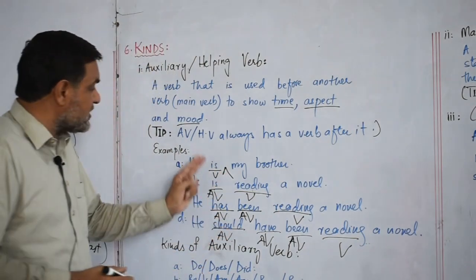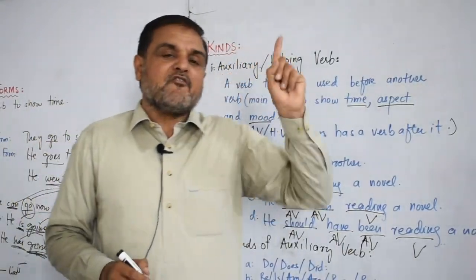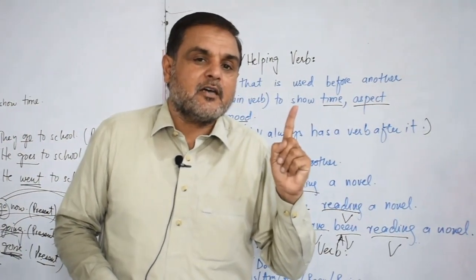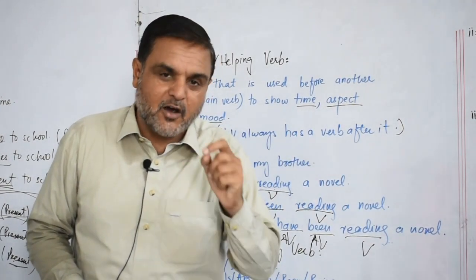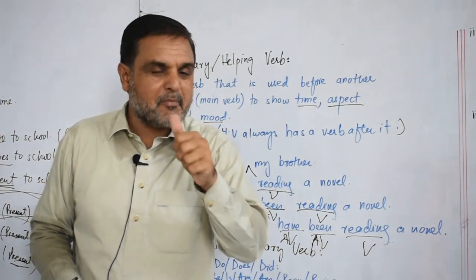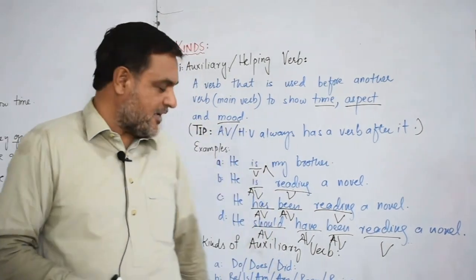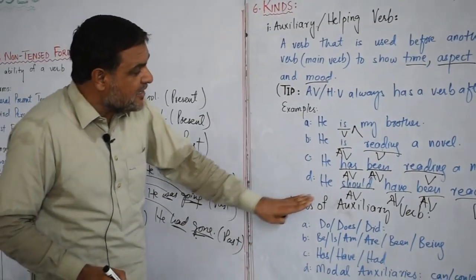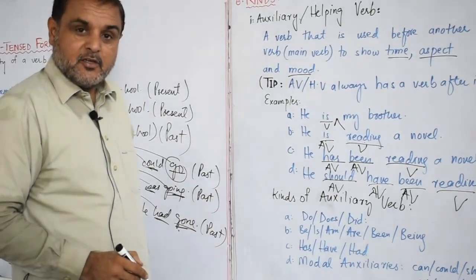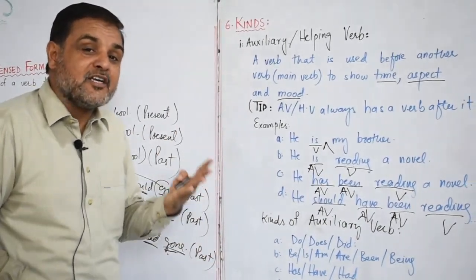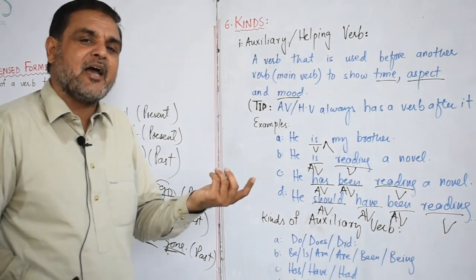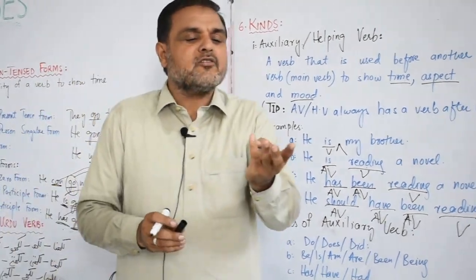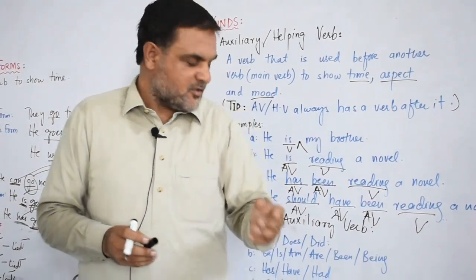So this is the basic concept. Remember, a verb that has another verb after it is called auxiliary. Remember that and fix that in your mind. Let's talk about the other one, kinds of auxiliary verbs. Now there are four kinds of auxiliary verb. Keep them in mind and you can count them on your fingertips.